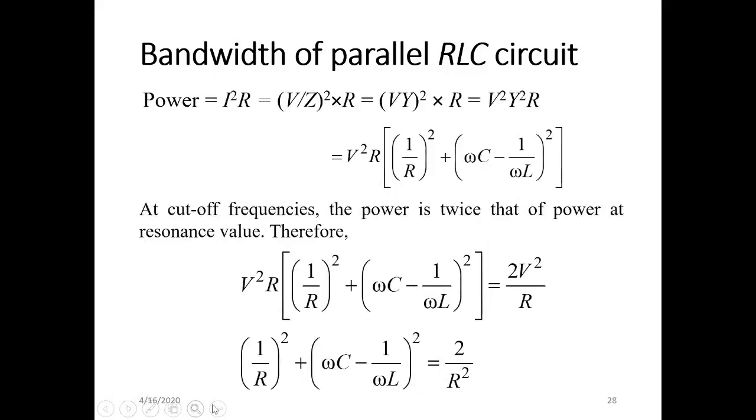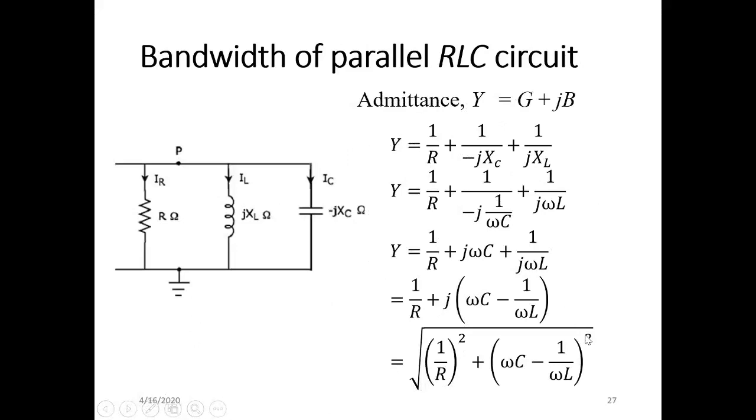Okay. Now for finding out the bandwidth, I am taking the power. Power is equal to I squared R. So I can write V by Z, V by Z the whole square multiplied by R. Now 1 by Z is equal to admittance Y. So (VY) the whole square multiplied by R. So it is V squared, Y squared, R. So V squared R I have taken separate, then Y squared I need. So Y I have here, this is the value.